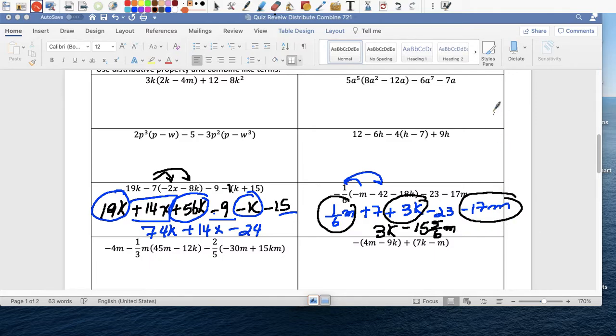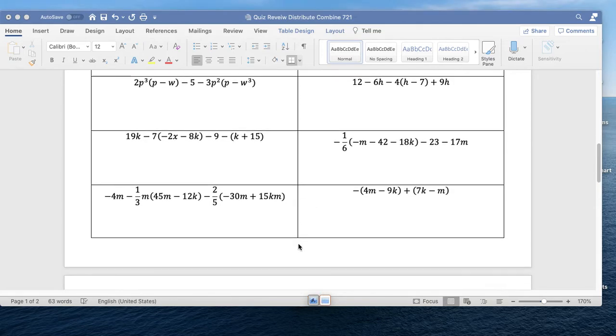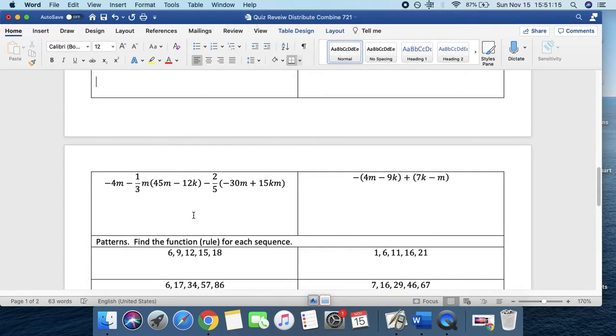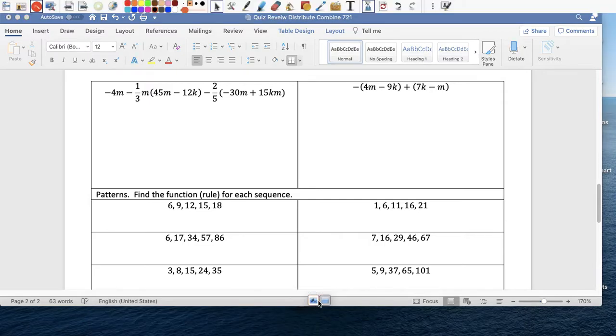Right? So if I do negative 17 plus 1/6, right? What do I get? I get 16, sorry, 16 over here. 16 and 5/6, negative 16 and 5/6m. And then the 7 and the 23, positive 7 and minus 23 equals negative 16. Okay. Okay, so push this down here. And let's go into these.